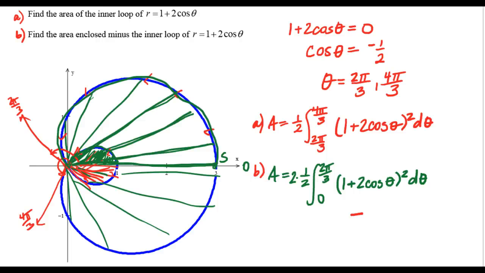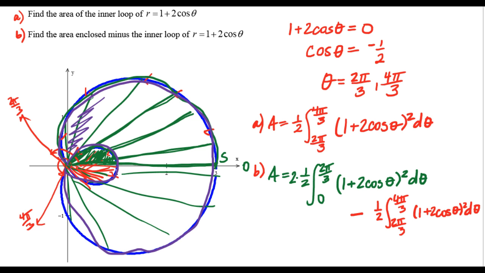So I'm just going to go ahead and subtract. I'm going to have to do it below because I'm out of space. 1/2 the integral from 2 pi over 3 to 4 pi over 3, 1 plus 2 cosine theta squared d theta. So this entire integral, or these two integrals subtracted, is going to give me the area of, let me attempt a third color, excluding this part, but all of this part out here.